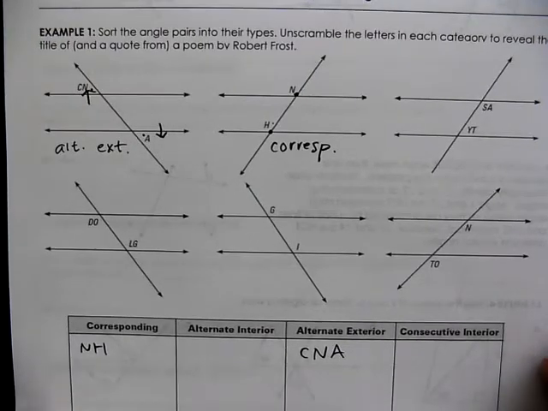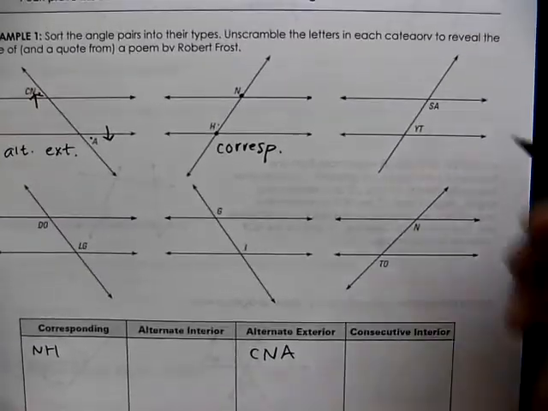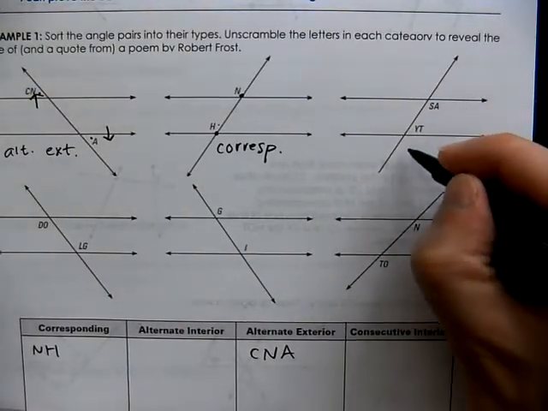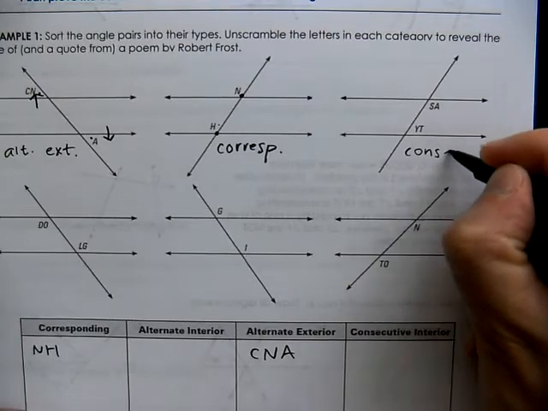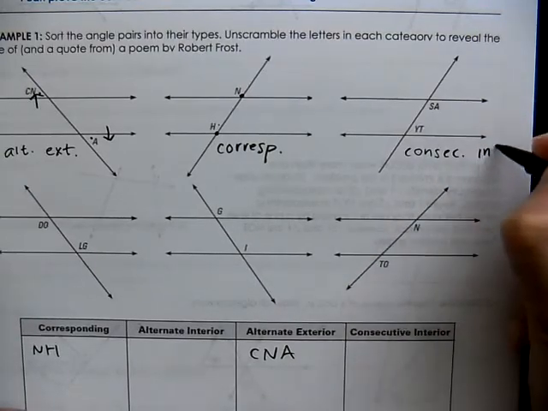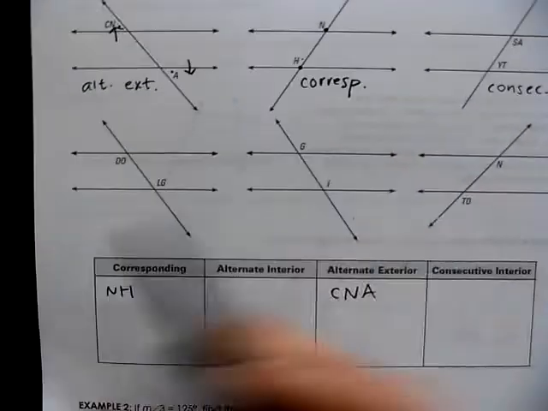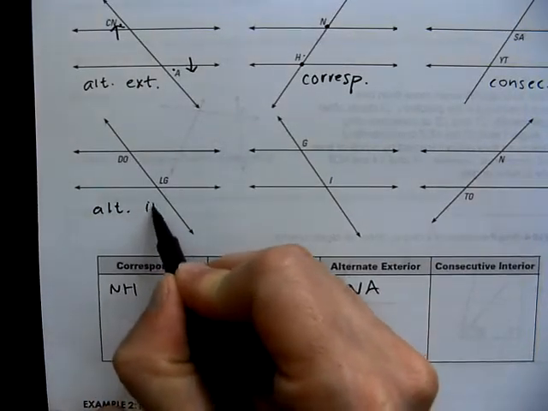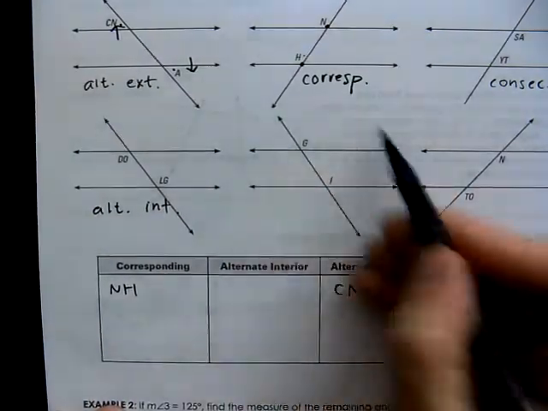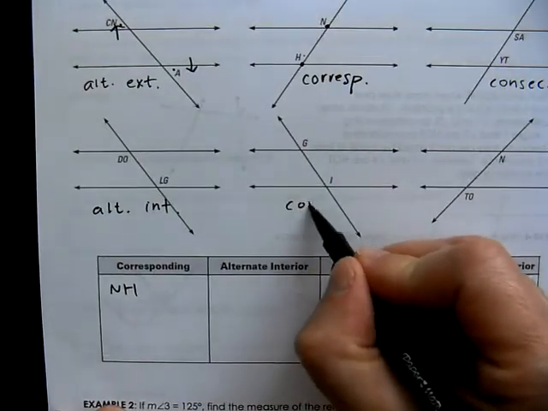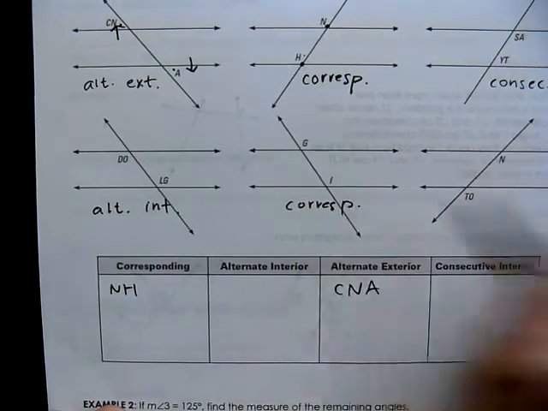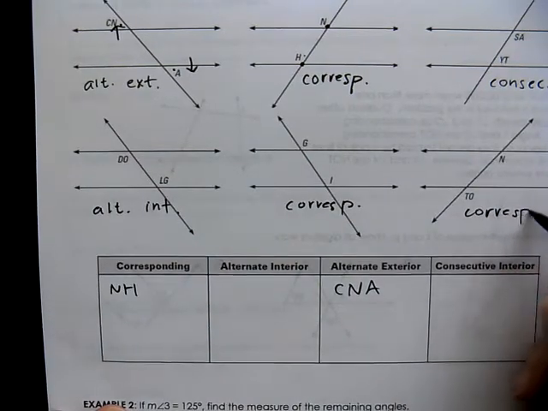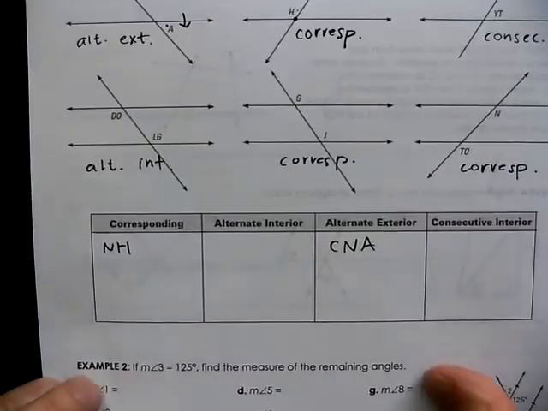Alright, let's see if we can classify these next four. On the right hand side of this first row, these are consecutive interior angles. On the next row, these are alternate interior angles. Here in the middle we have corresponding angles, and then here we have corresponding angles as well. And I'll let you solve the puzzle.